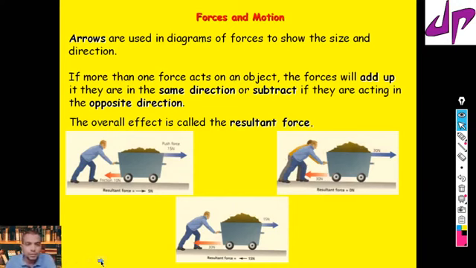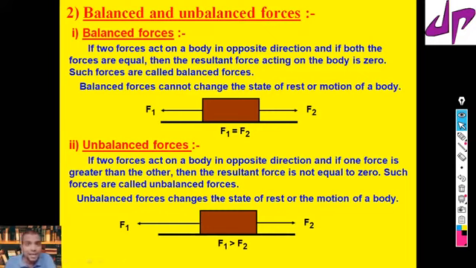Now let's see another concept: balanced and unbalanced forces. First, let's define the meaning of balanced force. If two forces act on a body in opposite directions, these two words are important, and if both forces are equal, then the resultant force, resultant meaning the final force on the body, is 0.